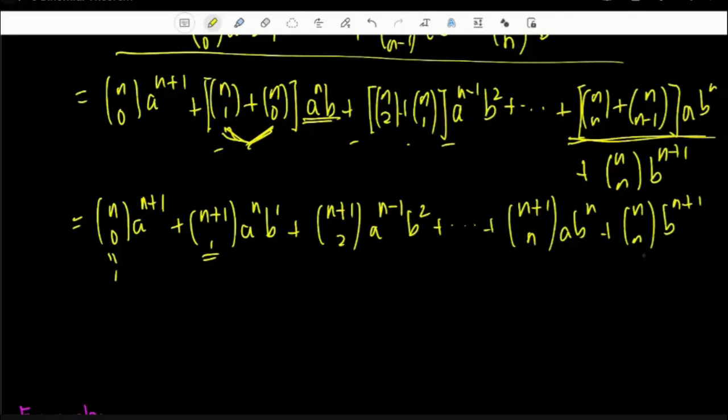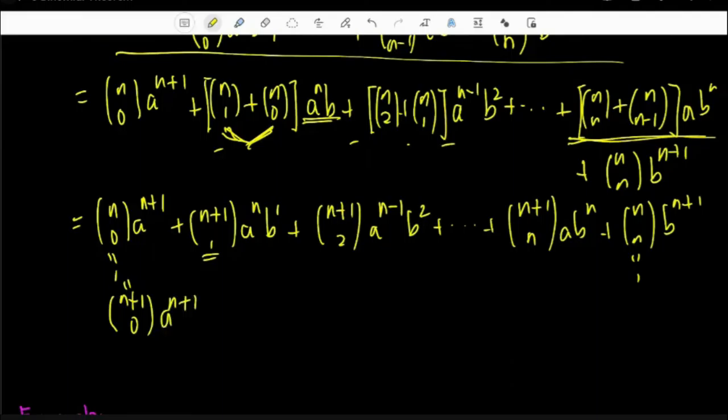Ang n taken n is simply 1. Tama? Yun yung rule natin eh. Ibig sabihin, kahit ano ang nasa taas, basta 0 yung baba, 1 yun. So we can replace this by n plus 1 taken 0 and they are still equal. Tama? Kahit ano yung nasa top, basta yung nasa baba 0, yung n taken 0, 1 yun. So yung n plus 1 taken 0, 1 pa din. Yung 1,000 taken 0, 1 pa din. Yung 1,001 taken 0, 1 pa din. So equal pa din yan. Tama?